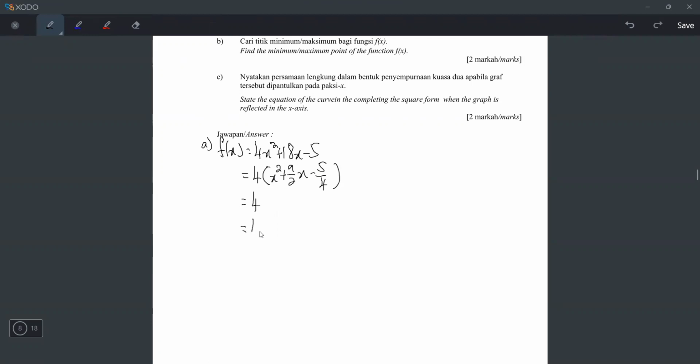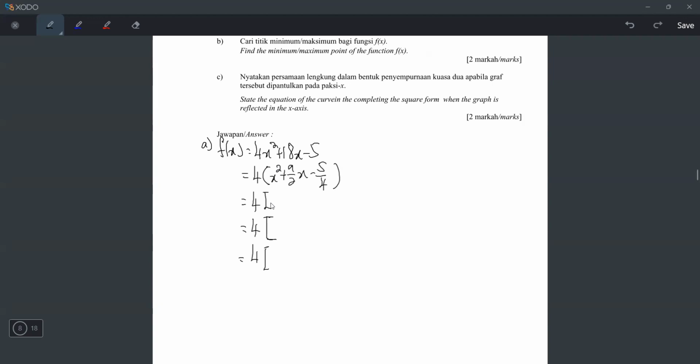The 4 is still there, and then you have to use a big bracket. That's how I teach you in class. If you don't put the big bracket, it's wrong. I mean, it can also be done without the big bracket, but it will be confusing because you won't know when to multiply back in. So put the big bracket, and then you start doing completing the square.